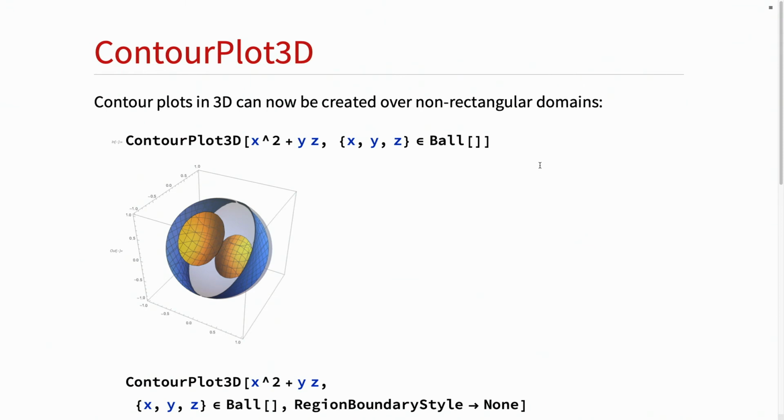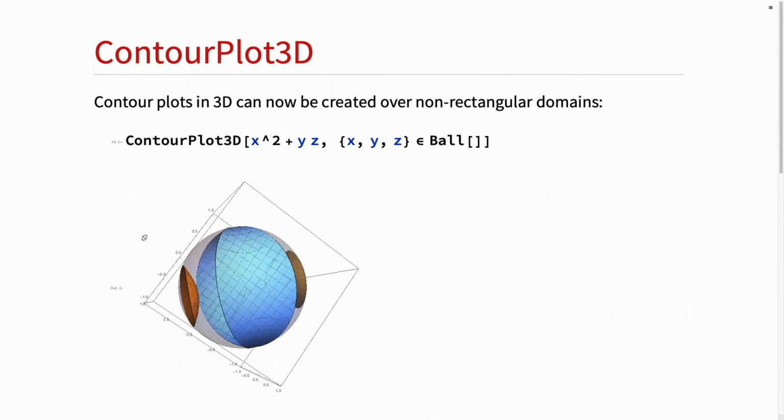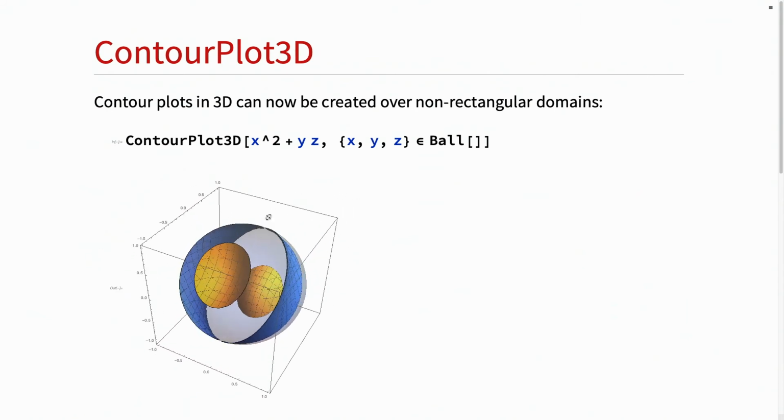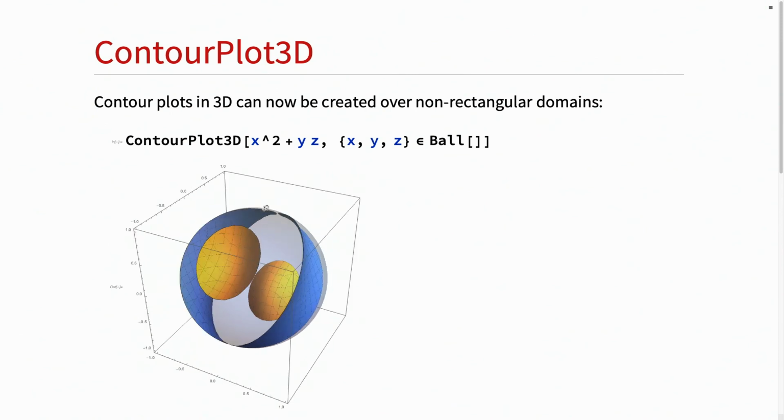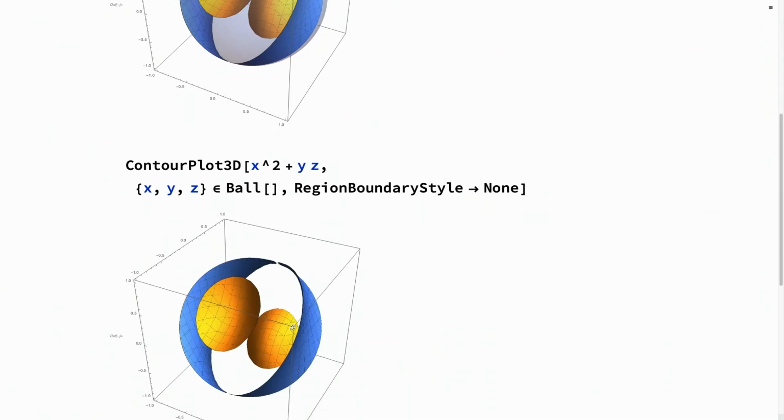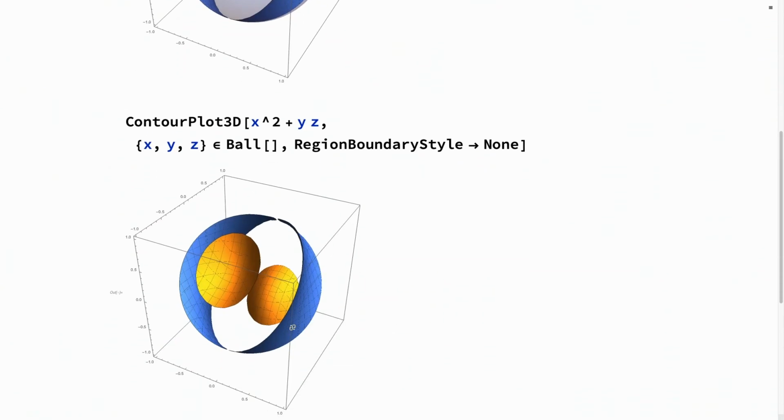Contour Plot 3D is gaining the ability to plot over a region, which most of the other symbolic visualization functions have had for a couple of versions now. And so here I have some function that I picked, and we're plotting it over the unit ball. And it looks kind of cool. And what you may notice is that in this plot there are 2 contours, the yellow one and the blue one. And then there's also the actual ball.